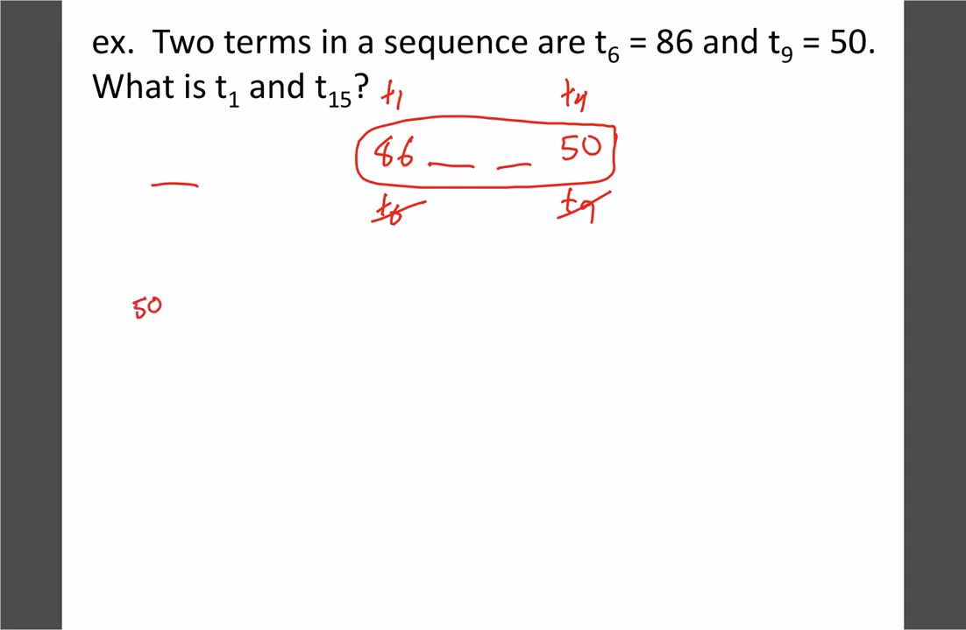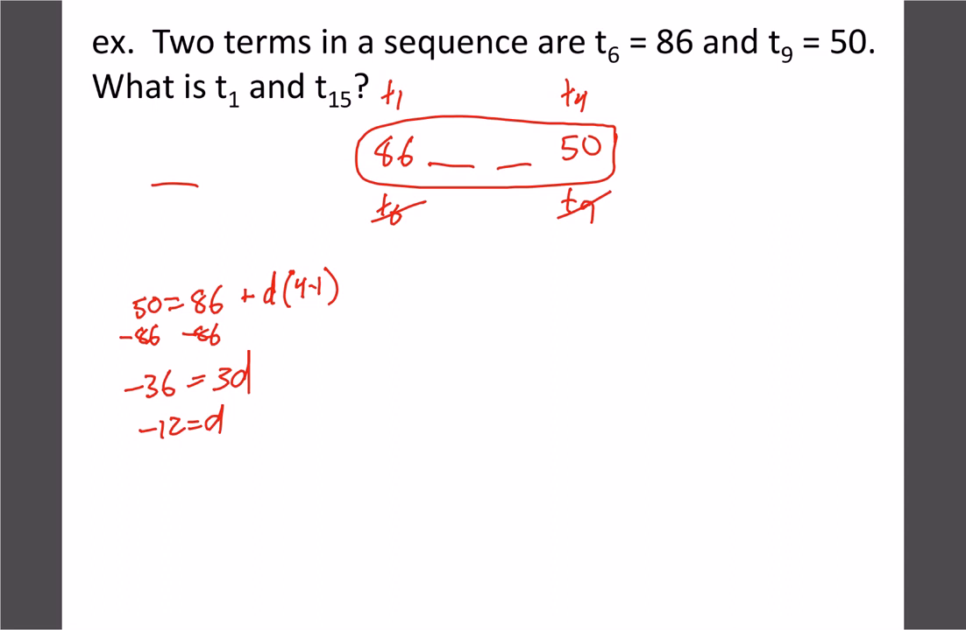So let's put 50 equals 86 plus D times n minus 1, and we have 4 terms, so our n minus 1 would be 3. So if we go 50 minus 86, we bring that to the other side, that gives us negative 36 equals 3D. Divide by 3, we get negative 12. So that means we're going down by 12. So we could, in this case now, do like we did last time. We could work backwards to figure out term 1, or keep on going forward to get 15.